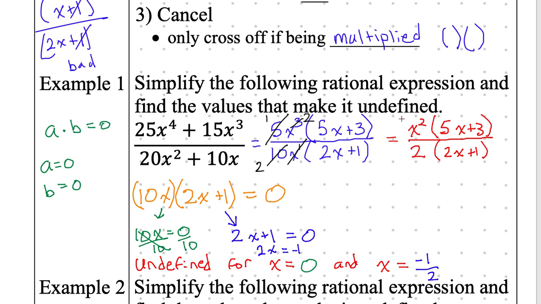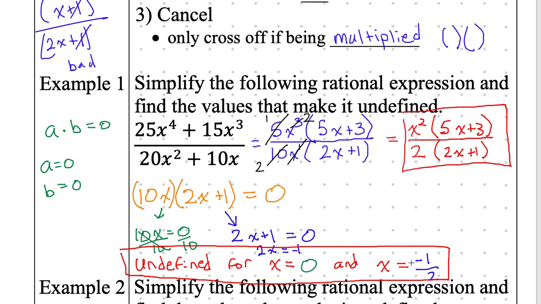Box it. So there are two answers. There's a simplified answer, which we asked for. It was saying simplify. That was the first thing. And it also asked, what are the values that make it undefined? We boxed this down here as well. It's undefined for these values. And that 2 got cut off here. Steps 1, 2, and 3.